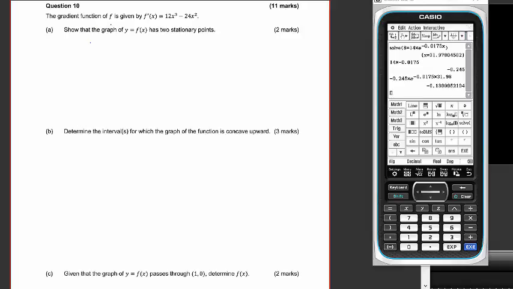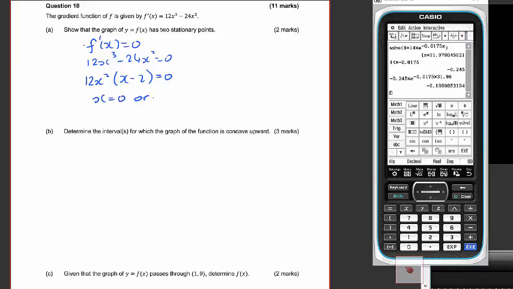The gradient function of f is given by f dash x is 12x cubed minus 24x squared. Show that the graph of y equals f of x has two stationary points. So we're going to want f dash x to be equal to 0, which means 12x cubed minus 24x squared is equal to 0. So 12x squared, x minus 2 is equal to 0, giving us x is equal to 0, or x is equal to 2.